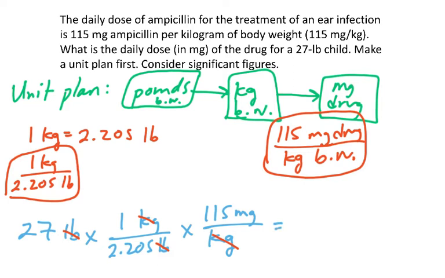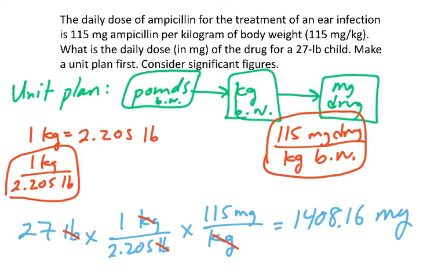So if you plug these numbers into your calculator, 27 times 1 times 115 divided by 2.205, and we get 1408.16 milligrams. Okay, but you're not going to measure out that precisely, right? Let's think about significant figures.